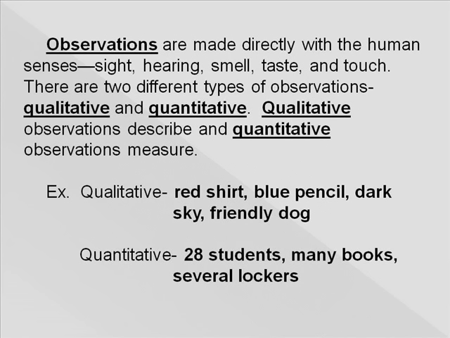However, we do have some words like many, several, some. These are going to be quantitative observations. However, they're not going to be specific numbers. It's going to be a general number. I have some money. That's quantitative. The examples here, I put many books or several lockers. In class, we'll be doing more practice deciding whether observations are quantitative or qualitative.